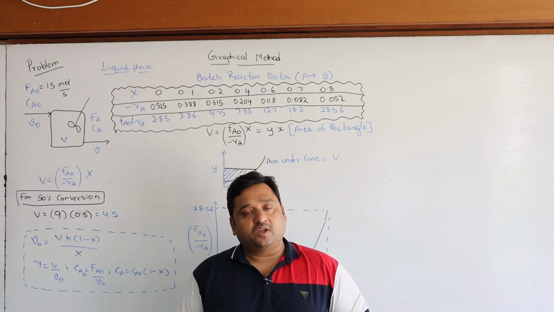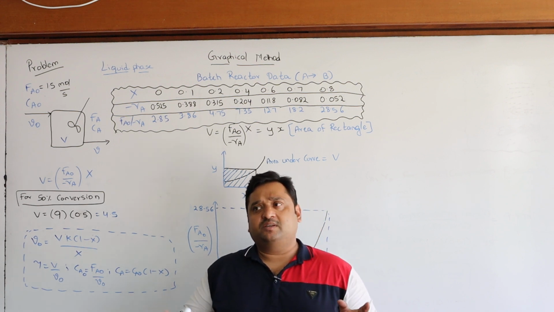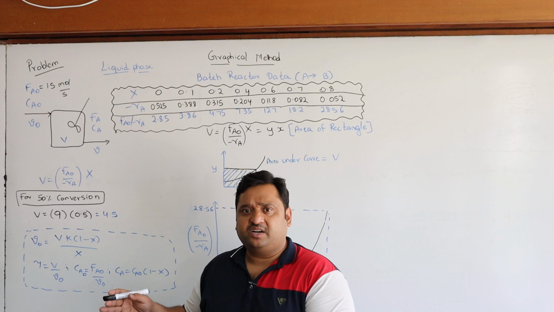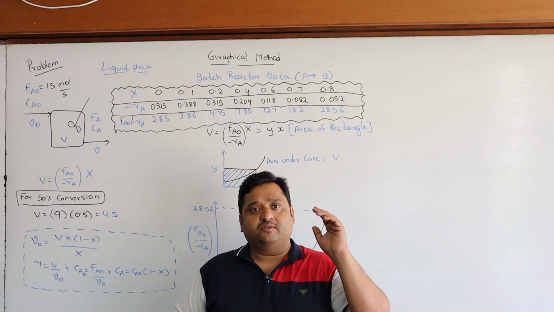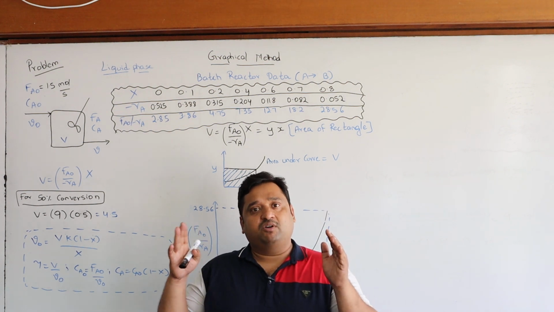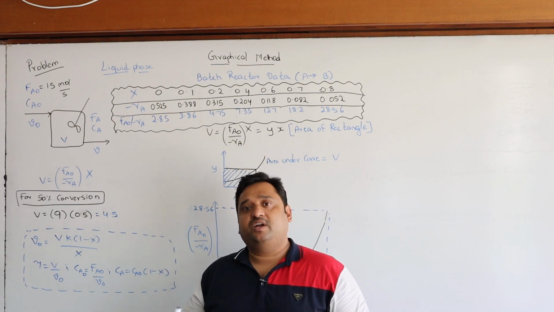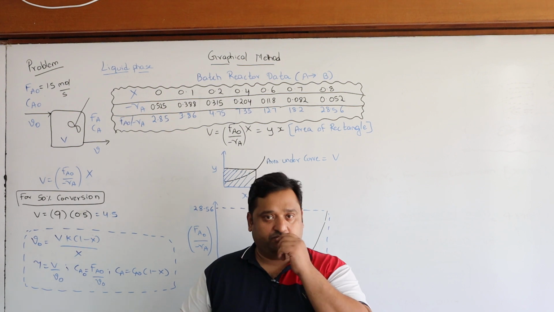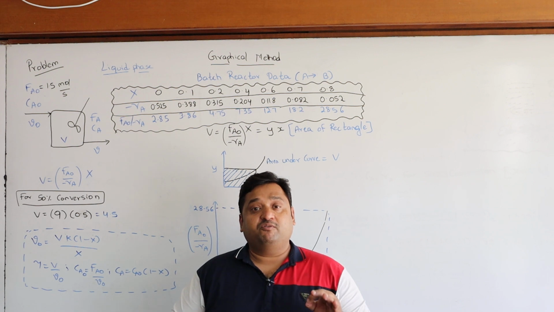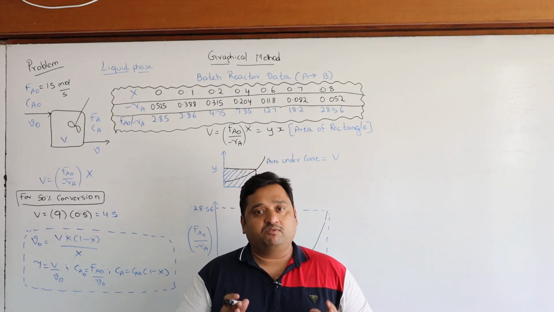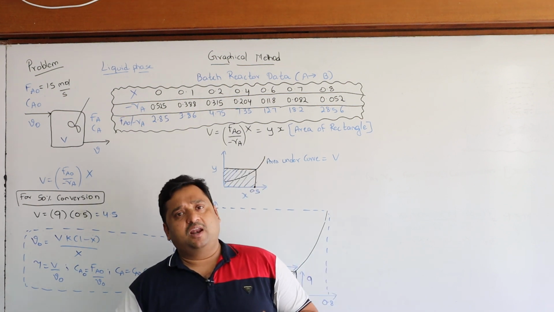For example, you have the conversion data and rate data. That means some people have conducted experiments in a batch reactor. From the batch reactor, you have the data: at 0% conversion, what is the rate of reaction? At 10% conversion, what is the rate of reaction? At 80% conversion, what is the rate of reaction? You have this data with you. Now, using this data, you have to find the volume of the CSTR for maybe 50% conversion. Let us do that.